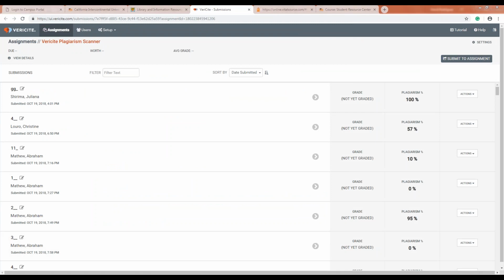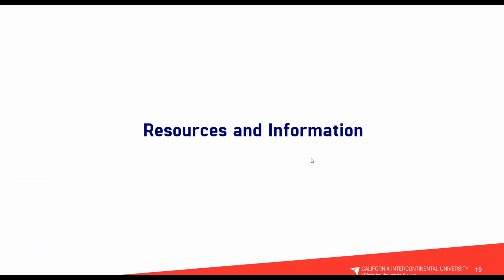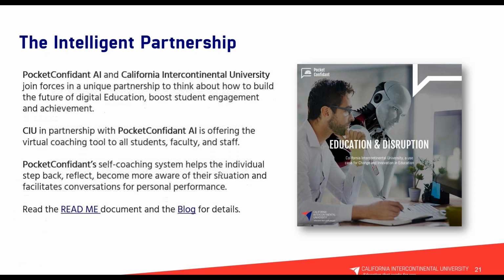All right, so with that being said, and watching our time, let's go back to our presentation here. So Ron, I'm going back to the PowerPoint now, and the last section of the PowerPoint is resources and information. So this slide is titled Intelligent Partnership, and this is, again, another tool just for you. You don't necessarily have to utilize it in your academic work. This is even for your personal life. Pocket Confidant, Artificial Intelligence, and California Intercontinental University join forces in a unique partnership to build a future of digital education. So this is an artificial intelligent chat room or robot.